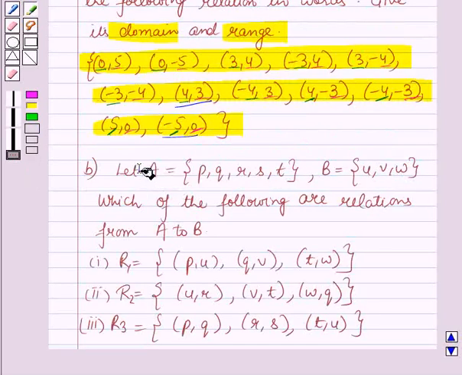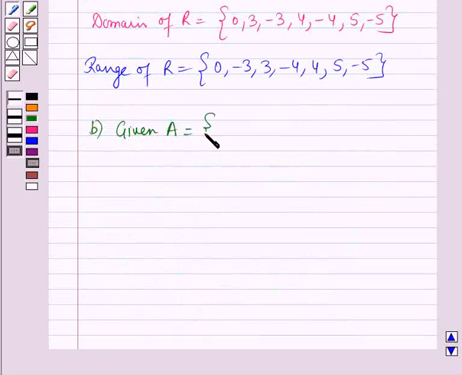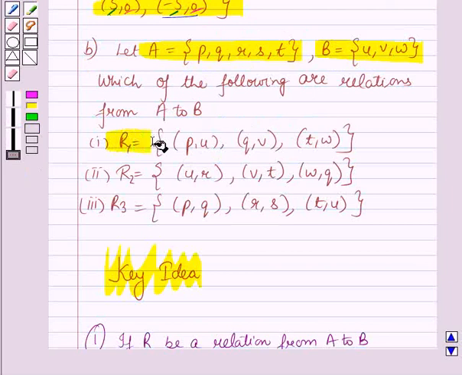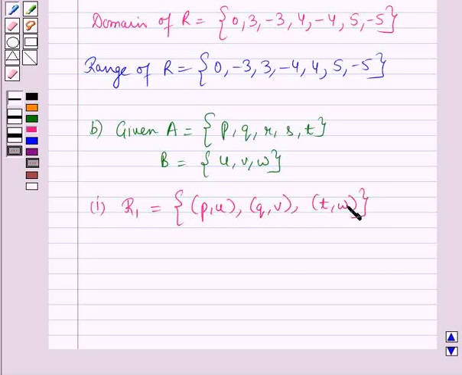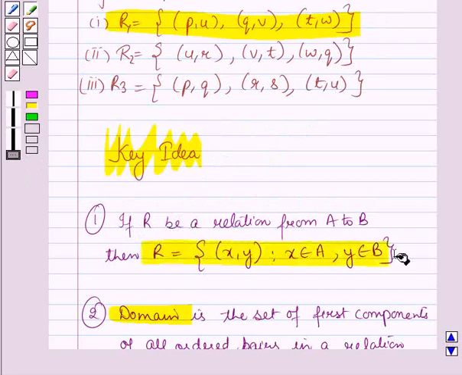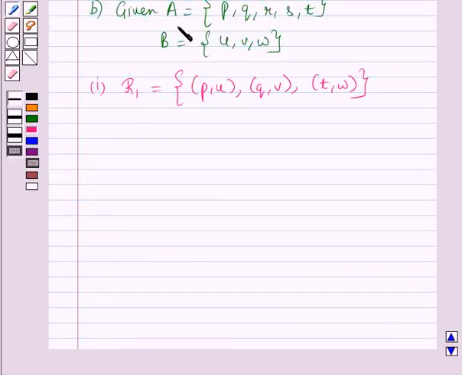Now we will start with the part B in which sets A and B are given to us. Now given, A is a set containing the elements P, Q, R, S, and T. And B is the set containing the elements U, V, and W. Now we have to check whether this is a relation from A to B or not. Now for the first part, R1 is given as the set containing the ordered pairs (P, U), (Q, V), and (T, W). Now using this result, which is given in the key idea, this is a relation from A to B if the first components in all the ordered pairs are from the set A and the second components in all the ordered pairs are from the set B.